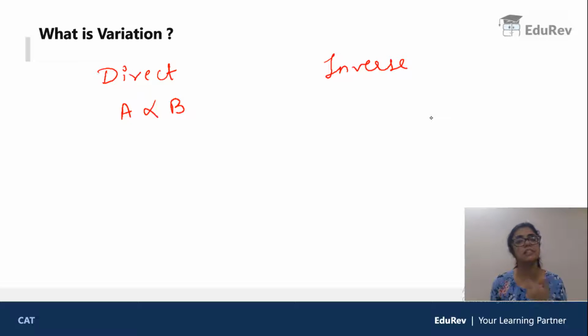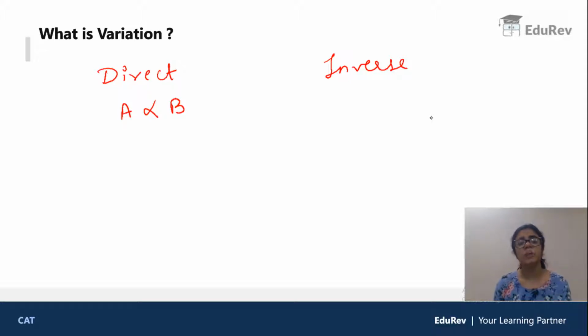If one increases, the other also increases. One decreases, other also decreases. For example, time and work. Let's say if my work increases, the time required to do the work will also increase. But if my work decreases, the time required to do the work will also decrease. That's a very simple example of direct variation.